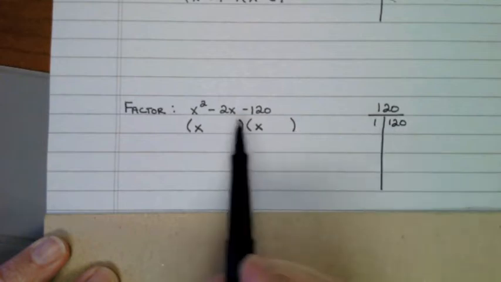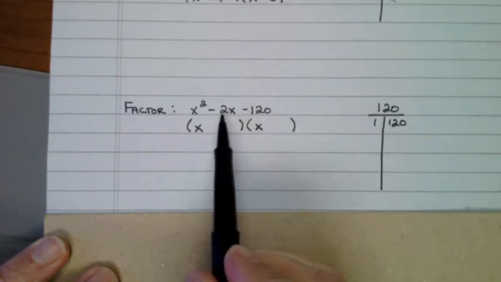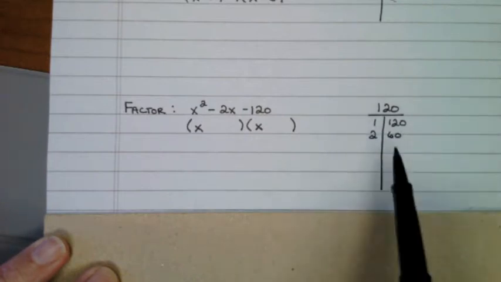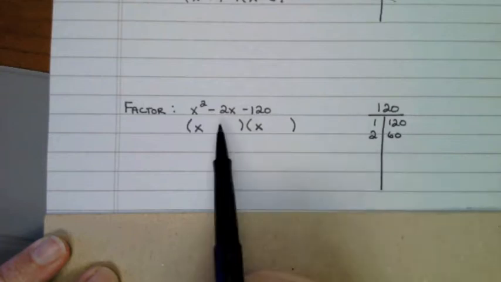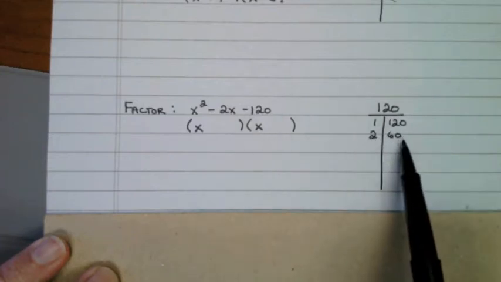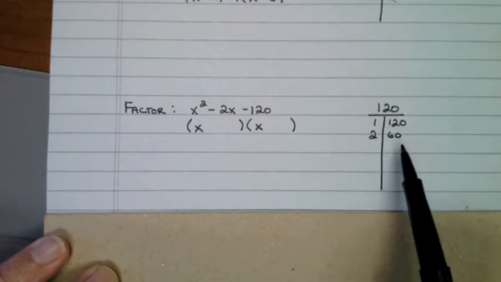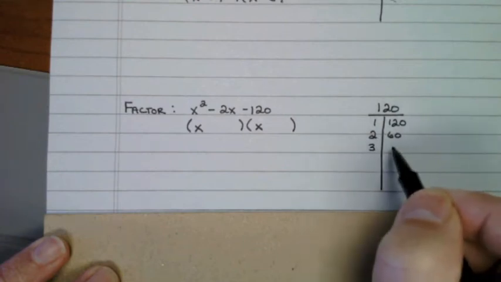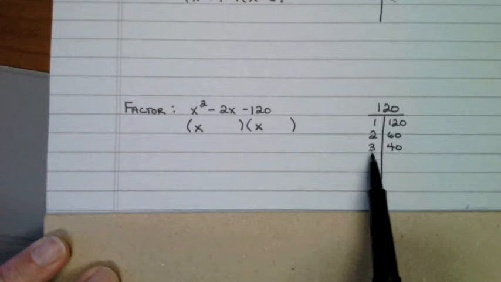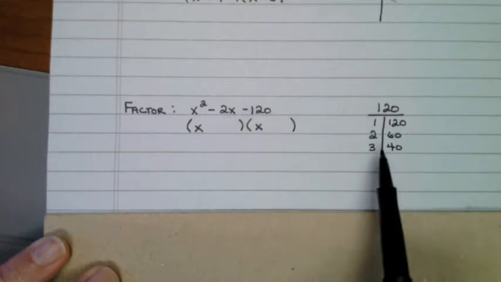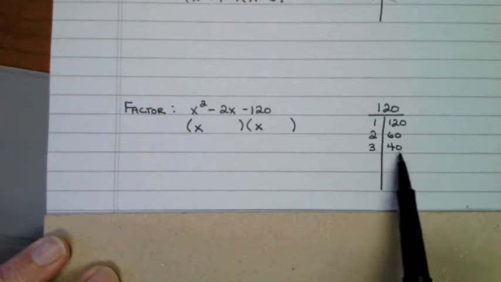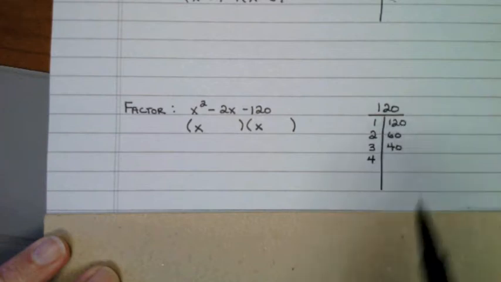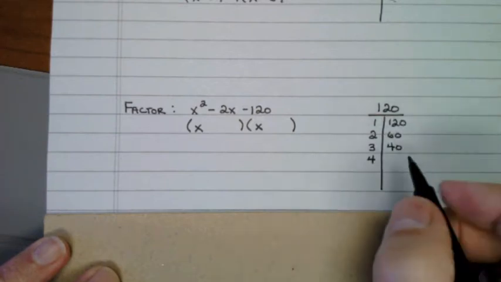Any way I can add or subtract these and get 2? No. 2 will go into 120 60 times. Any way I can add or subtract these and get 2? If I added them together, I would get 62. If I subtracted them, I would get 58. So no way. Will 3 go into 120? Yes, 40 times. Is there any way I can add or subtract these and get 2? If I add them, I get 43. If I subtract them, I get 37. So no. Will 4 go into 120? Yes.